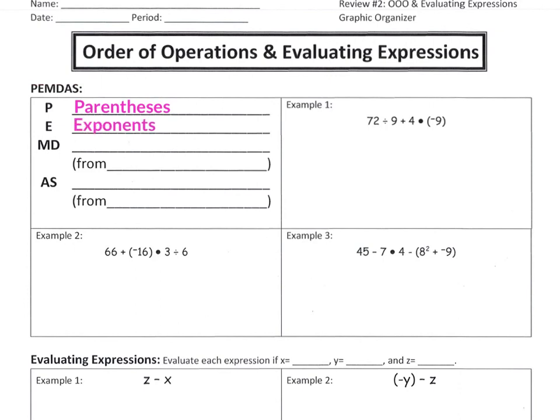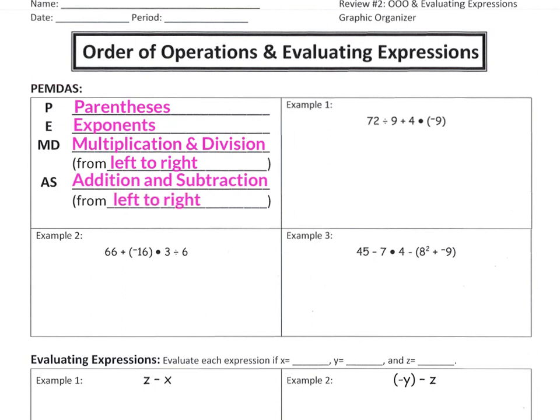The M and D are written next to each other because these mean multiplication and division. They're written next to each other because we handle them equivalently. They are treated equal left to right. So when we look for multiplication and division, we look for them at the same time and look from left to right. The AS, again written next to each other because they are treated equally, stand for addition and subtraction, and they are again handled from left to right.